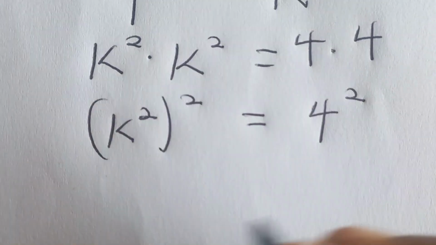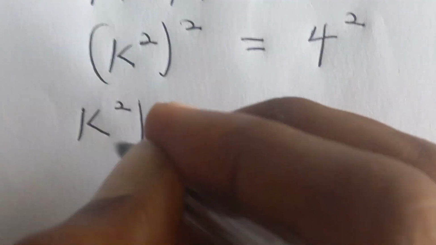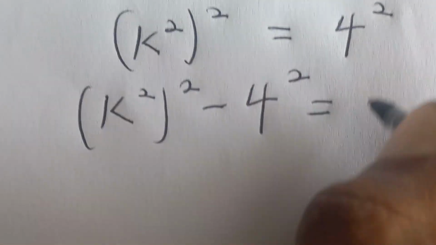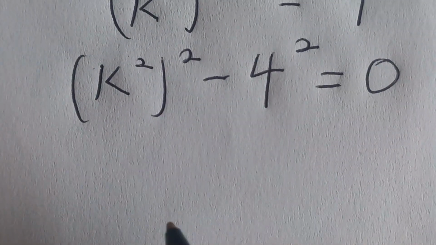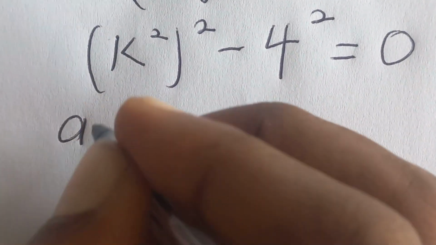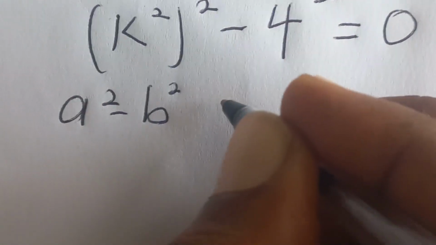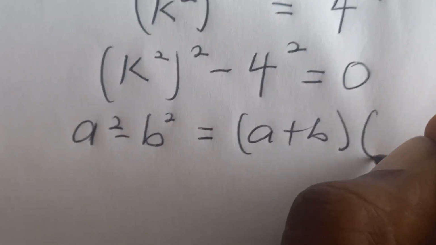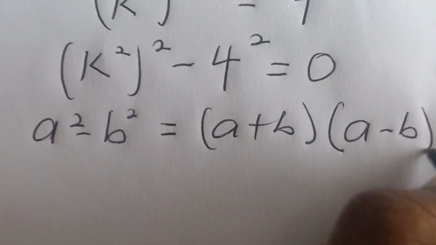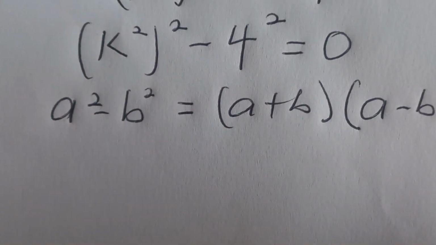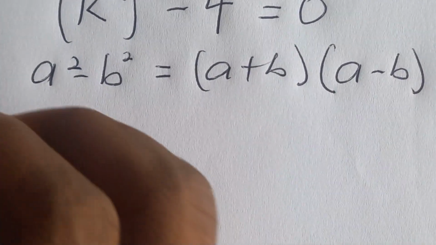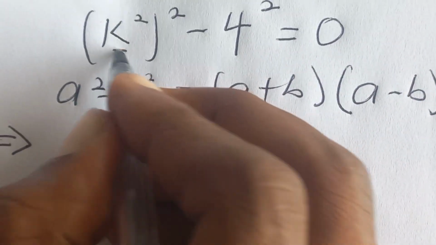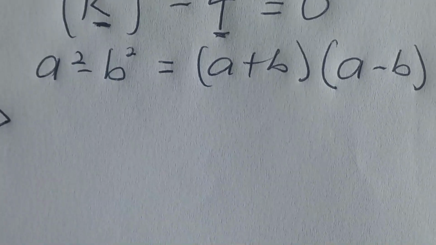So k squared minus 4 squared is equal to 0. Now, in algebra, we have a squared minus b squared is equal to a plus b bracket a minus b. So from here, our equation, we can rewrite it as, this will be our a and this will be our b.